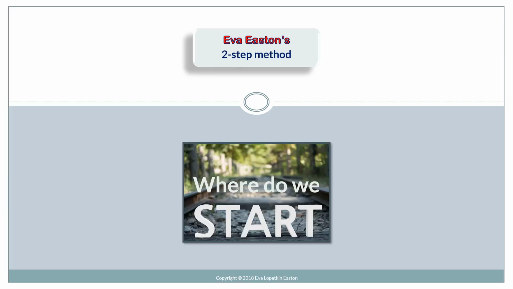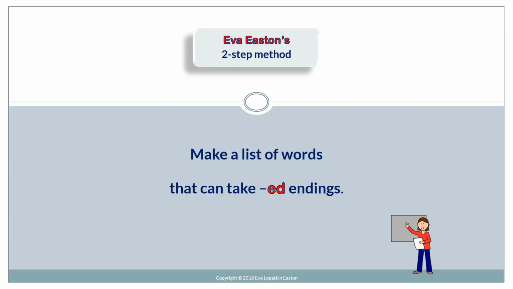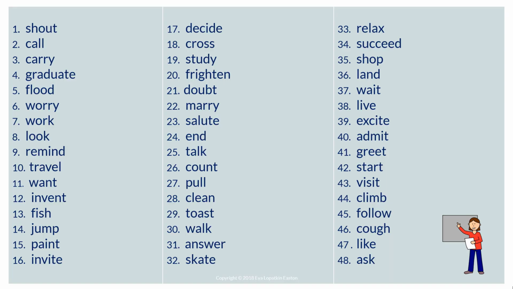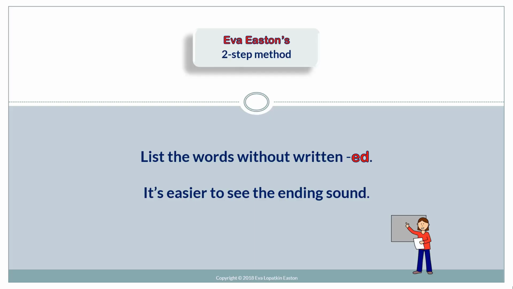So, where do we start? We start with a list of words. Make a list of words that can take ED endings. Here is the list that I use. List the words without the written ED. It's easier to see the ending sound.